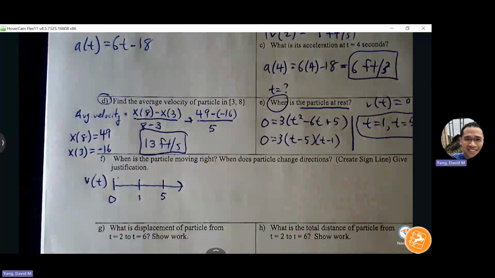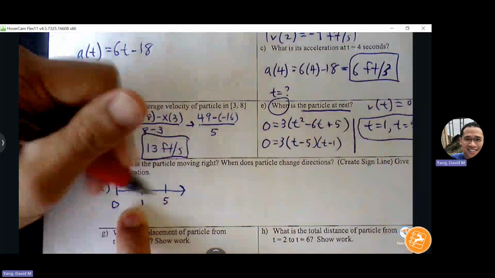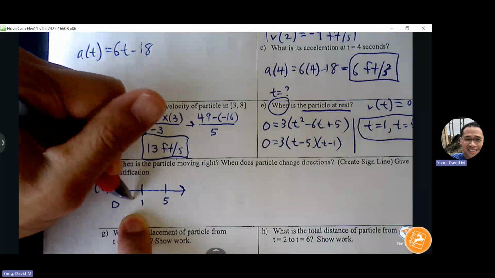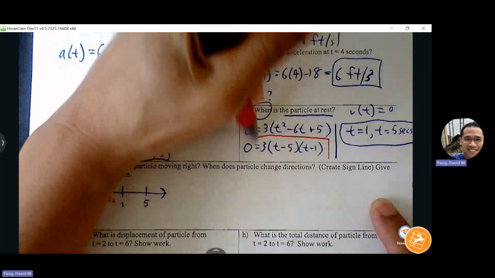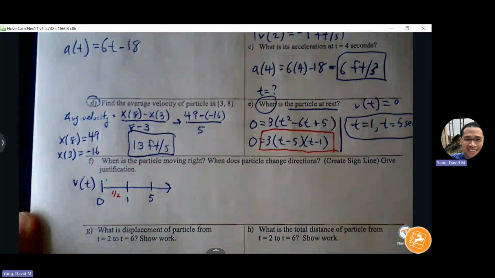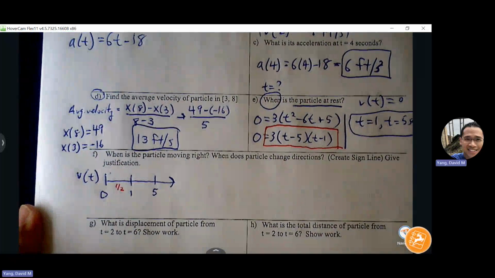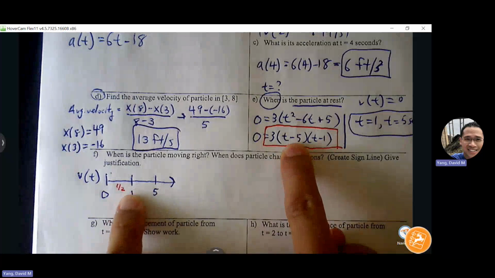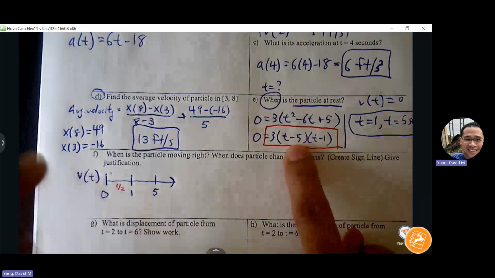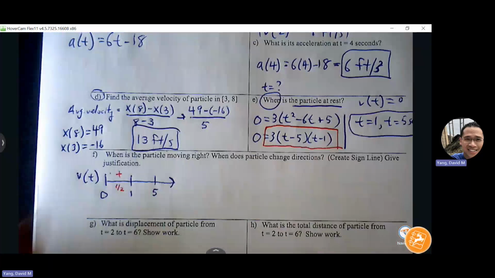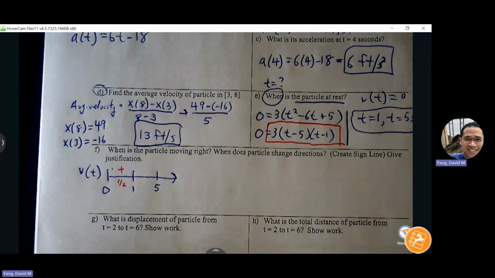Right, so here we've got to maybe deal with a fraction. What number can I test between 0 and 1? 1/2, right? It's not too bad because we only care about collecting the signs. So 1/2 for t: 1/2 minus 5 is negative, 1/2 minus 1 is negative. 2 negatives gives me positive. So we know that in this interval, this object is moving to the right.